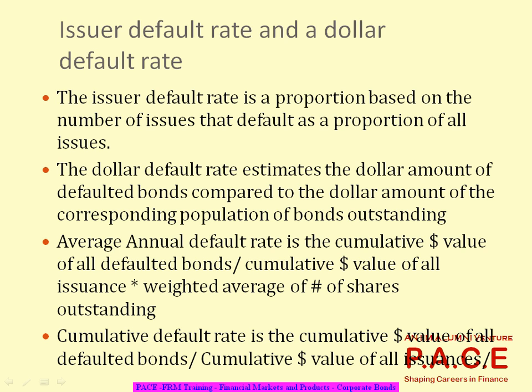It is a proportion based on the total number of issues, a default as a proportion of the total issues. So if you have issued 10 times, how many times have you defaulted? Whereas dollar rate wise, if you have raised a bond for 100 crores, how much has been defaulted? 20 crores, 10 crores?